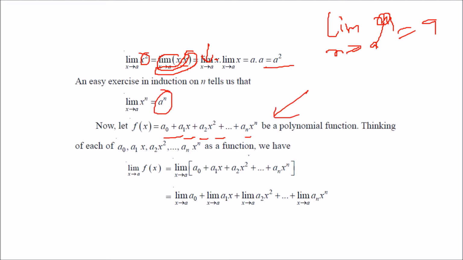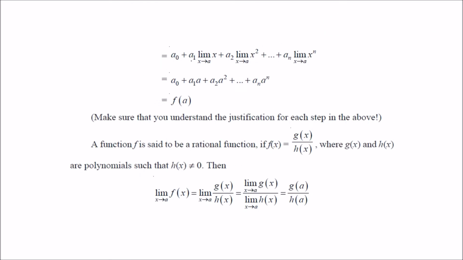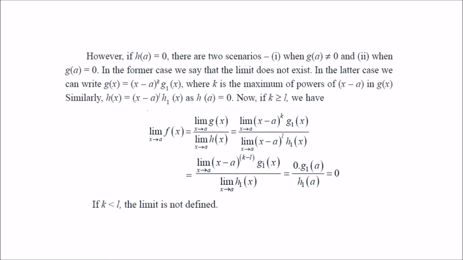And this goes for the polynomial function, because a polynomial function is nothing but a combination of these values only, so you can do it individually. When you do it individually, you get a square, a to the power n, like this. So this is f(a), which is the value this polynomial gives when you place a in place of x. And this also we have seen, we can take limits of the numerator and denominator. One more thing, this is just an example: if you take some limit of g(x), where g(x) is x minus a to the power k times g1(x), and h(x) is x minus a to the power l times h1(x), just place it here.